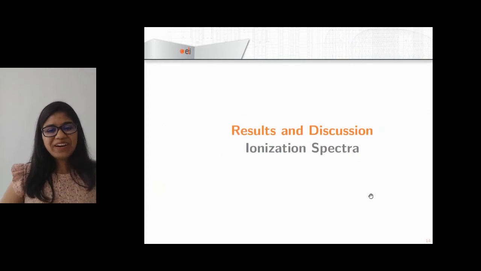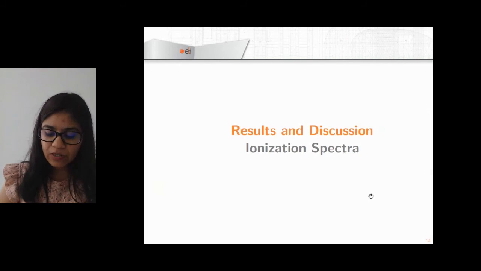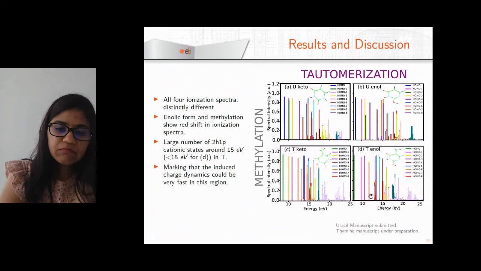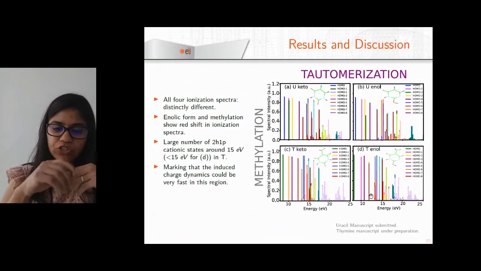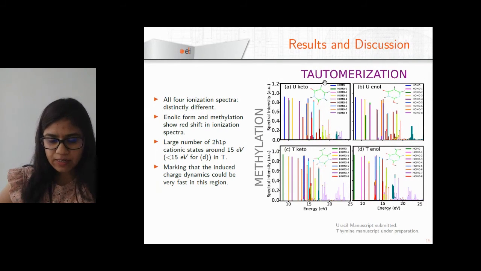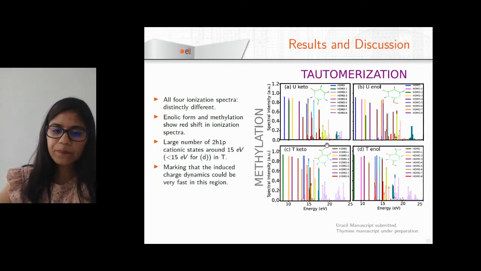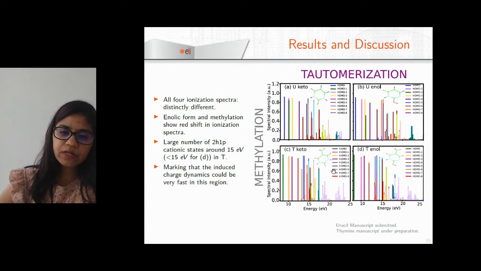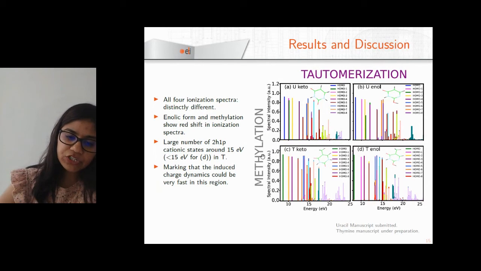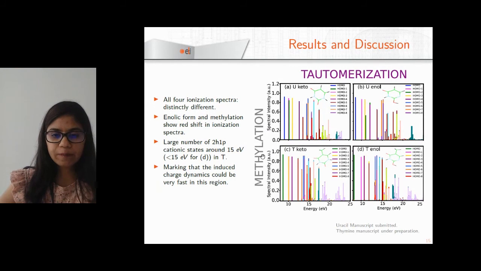Okay, so let's compare the ionization spectra for the molecules we have selected. I will start with using the methylation. Again, I will brush through what is methylation. So methylation is adding 1 CH3 group, replacing the hydrogen in the system. So this is uracil. And after I replace this hydrogen with CH3, I get thymine. And if I check the ionization spectra of uracil keto and thymine keto, then I see that there is a red shift in the ionization spectra of thymine.